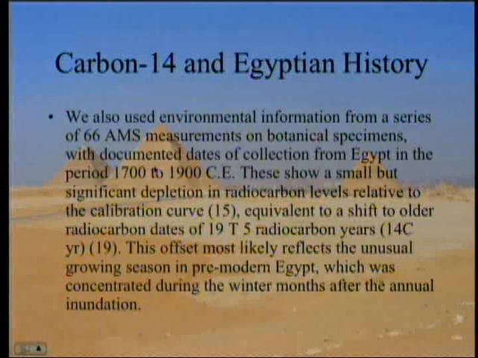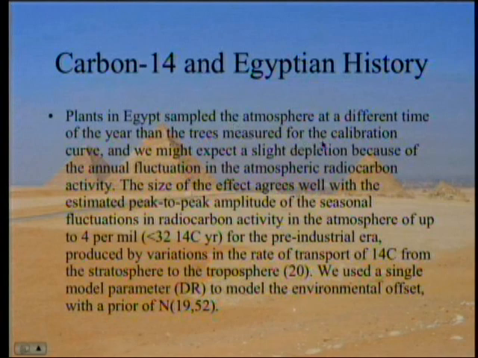Now, they also got environmental information from a series of 66 AMS measurements on botanical specimens. Basically what they did was they got a whole bunch of specimens from plants that grew in Egypt and that were taken out of circulation in an exact given year. And they compared it to the chronology from tree rings. And they noticed that there was a 19-year offset. And let's see if plants in Egypt sampled the atmosphere at different time of the year. And this is the explanation they give, is because they grow during the winter, and during the winter there's less carbon-14 than you would think. And it's higher in the summer, apparently because of atmospheric mixing.